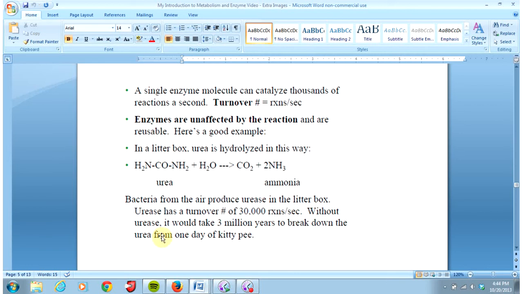Without that urease from air bacteria, it says it would take 3 million years to break down the urea from one day of cat pee. Nasty.